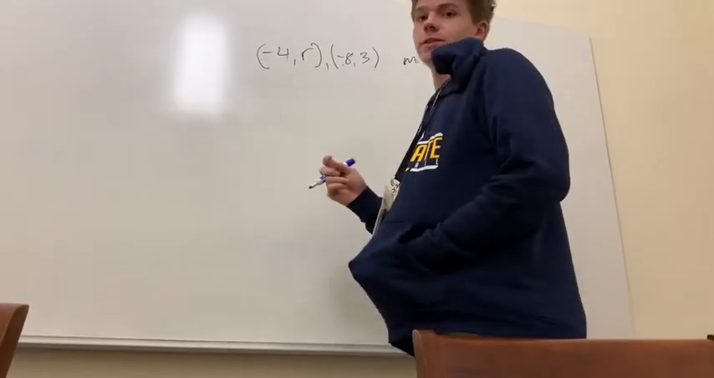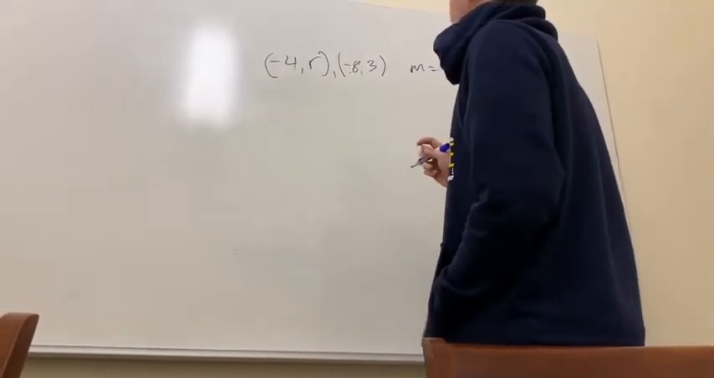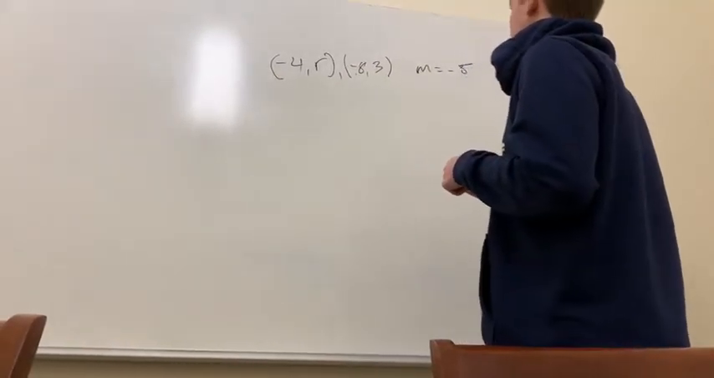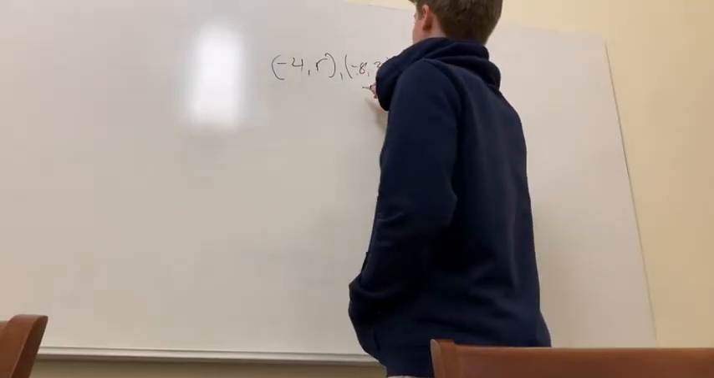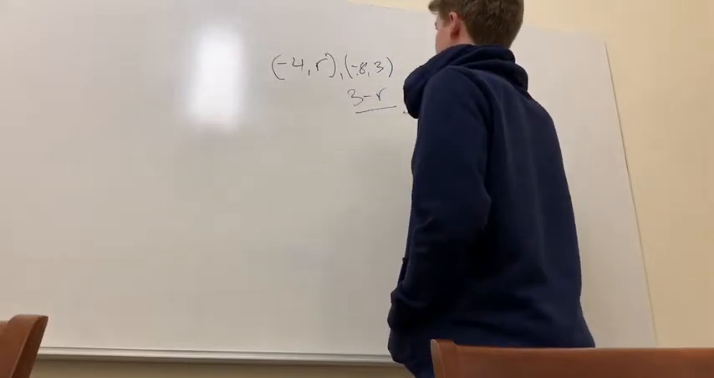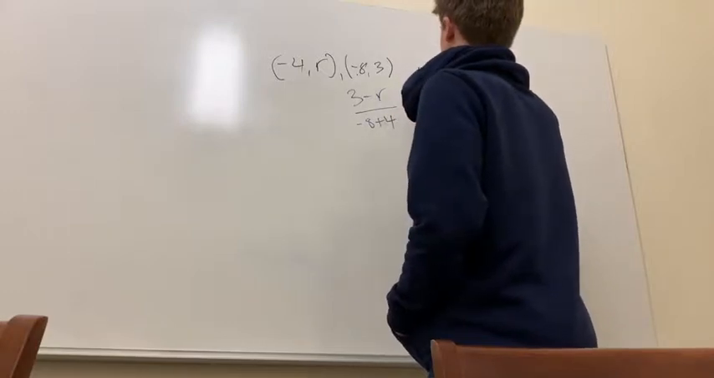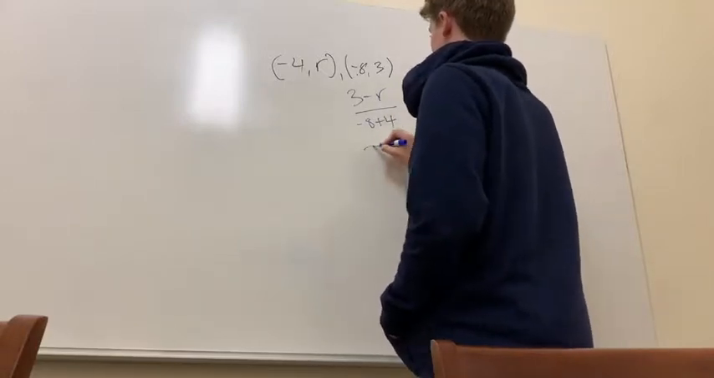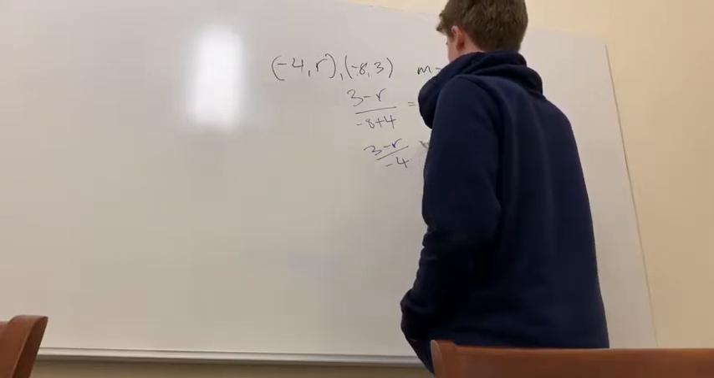So Parker just wrote me out this problem. I'm going to solve it real quick. So -4, r, and -8, 3, and then m equals -5. So first I'd go with 3 minus r on the top because it's y, and then -8 plus 4 equals -5. So then we simplify. 3 minus r over -4 equals -5.